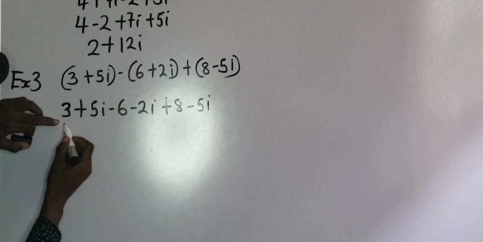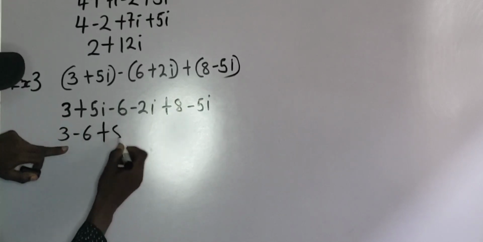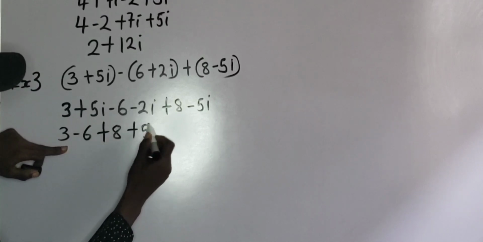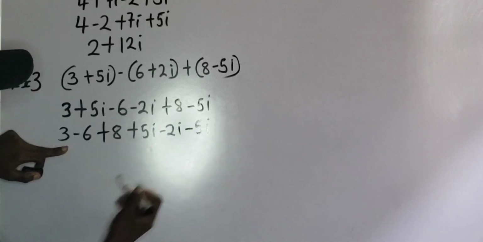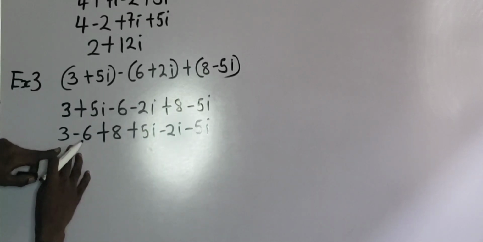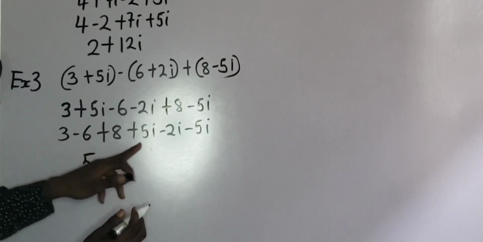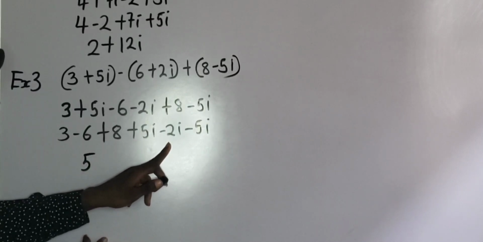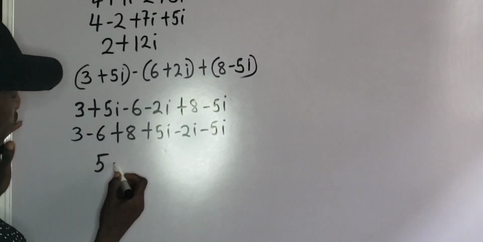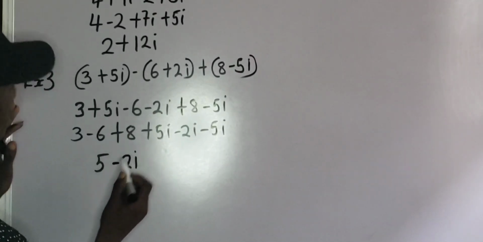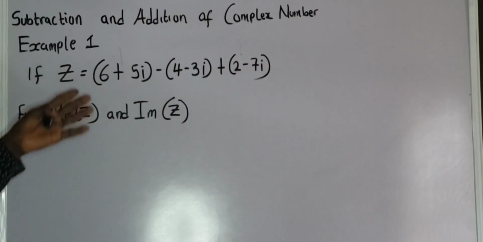So I'm going to have 3 minus 6 plus 8 plus 5i minus 2i minus 5i. So 3 minus 6, that is what? Minus 3. Minus 3 plus 8, that is 5. So I'm going to have 5 plus 5i minus 2i, that is plus 3i. Plus 3i minus 5i, that is minus 2i. So this evaluation is what? 5 minus 2i.